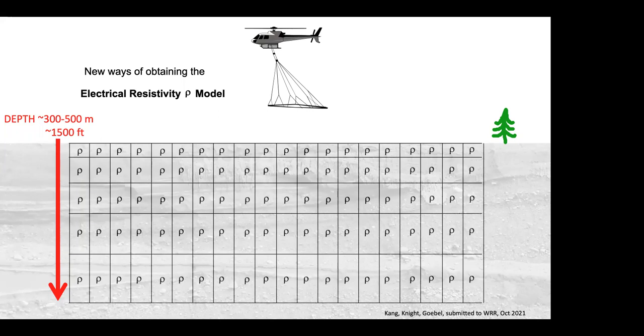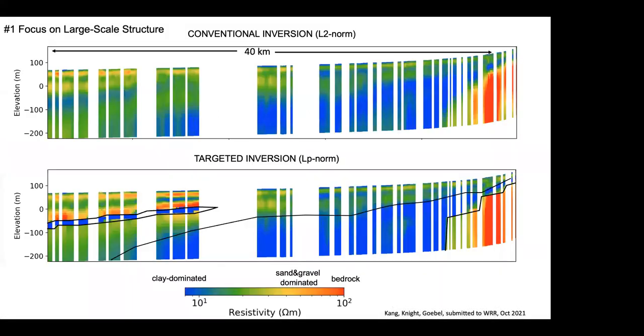And it's this whole idea of thinking about exactly what you want to get from the data, and then tailoring or designing your inversion to extract that information. So when we were working in this location, we first focused on getting information about the large scale structure of this aquifer system. And here I'm showing the inversion of the data using a conventional form and what we call a targeted inversion.